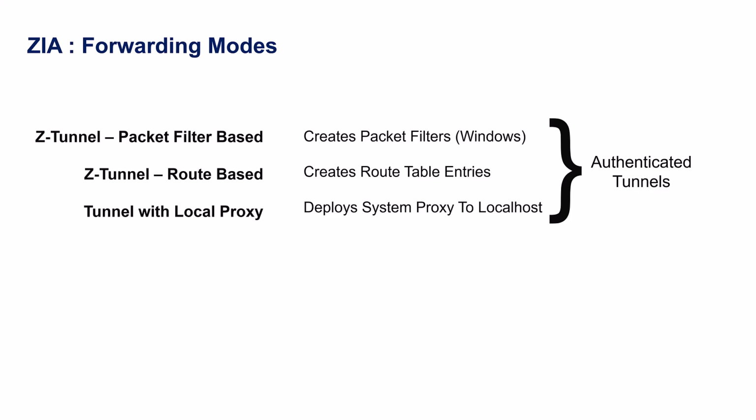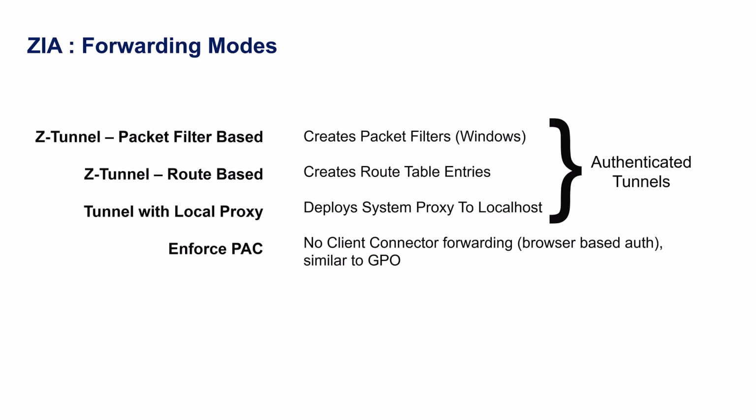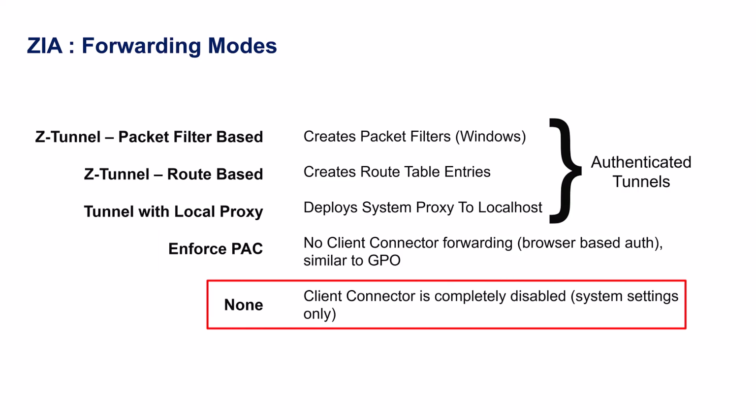Additional options, which support kind of legacy implementations, are enforce PAC mode, which basically instruments the PAC file in the browser, similar to what you'd get from a group policy object. That means that the browser is forced to go to Zscaler Internet Access as a proxy, or indeed legacy proxy servers if that was necessary. And then none, meaning that the policy is not going to do any configuration of proxy or tunneling mode and relies on the group policy object or the default configuration within the browser.